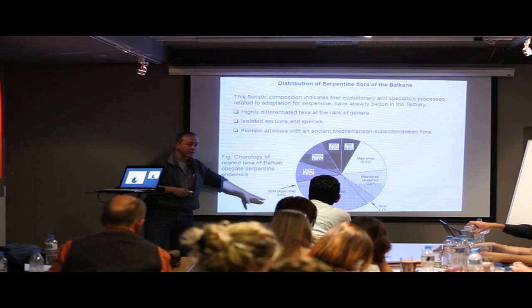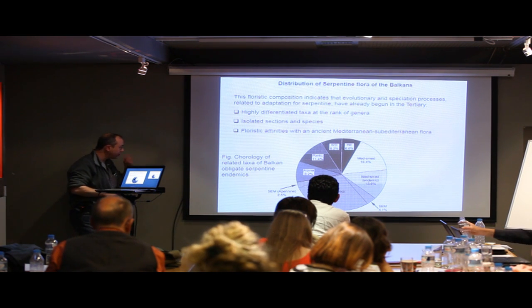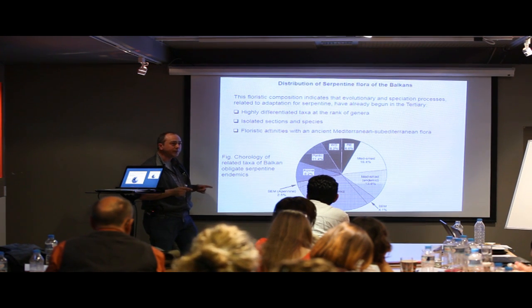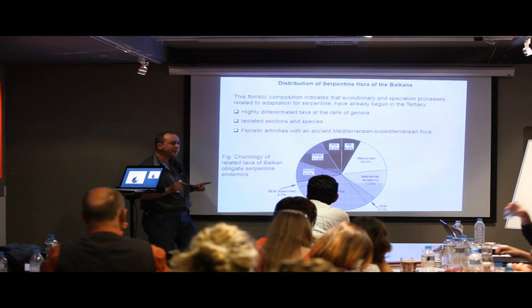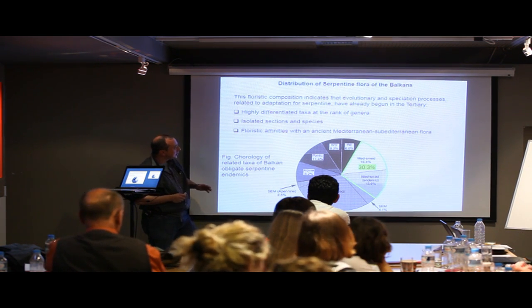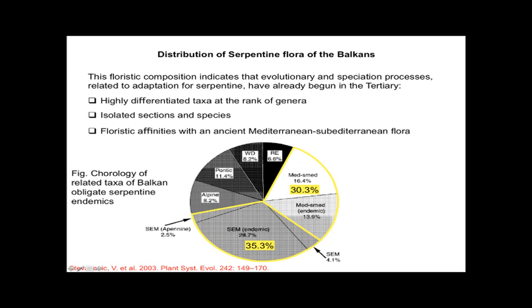Specifically, what Stefanovic and other colleagues did is try to find the horotype, the horological type, of the relatives of the endemic species. And they found that most of the relatives of the serpentine endemics are Mediterranean species, about 30%, or South European mountainous species, about 35%. So most of the serpentine endemics have evolved from Mediterranean or South European species.